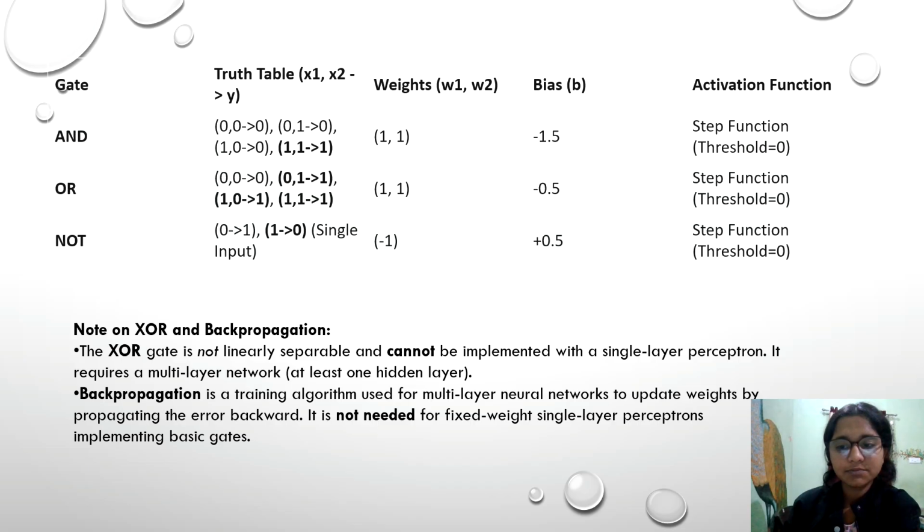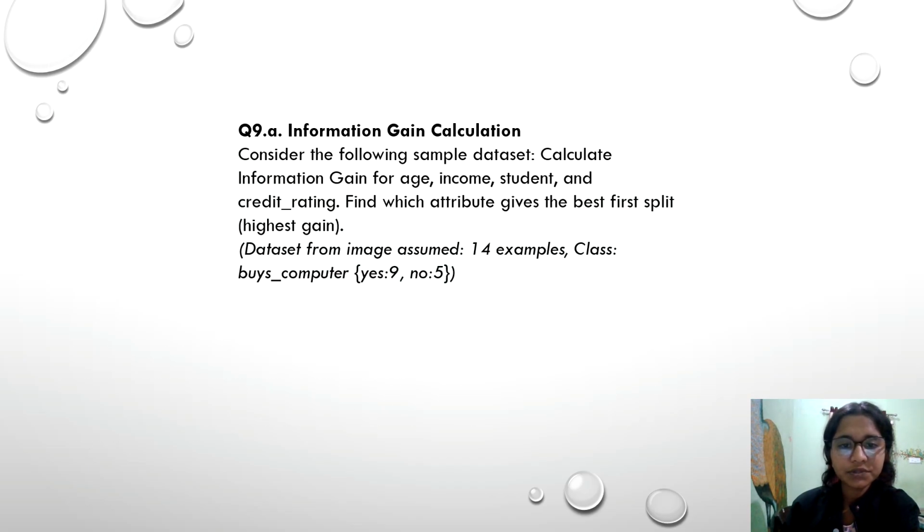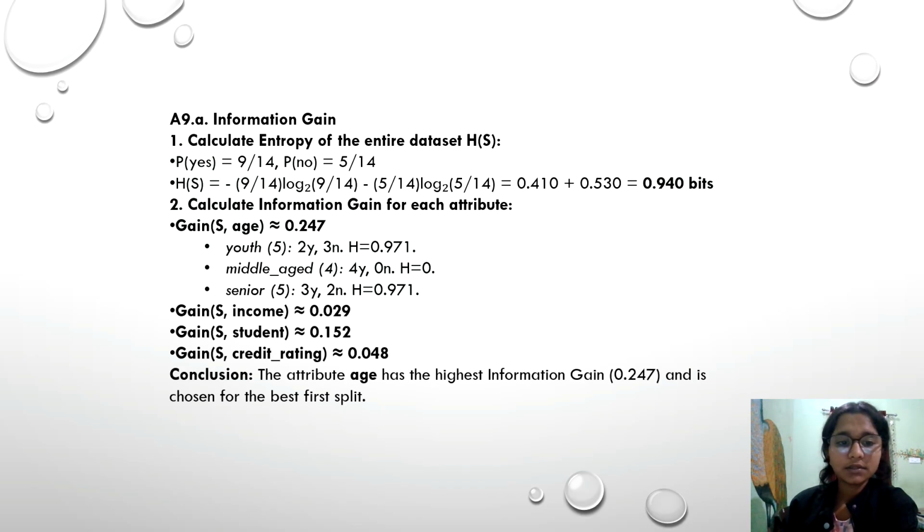implementing basic gates. Now the ninth question is information gain calculation. Consider the following sample dataset. Calculate information gain for age, income, student, and credit rating, and find which attribute gives the best first split. For this question there was a table in the question paper, and this is the solution for that table.